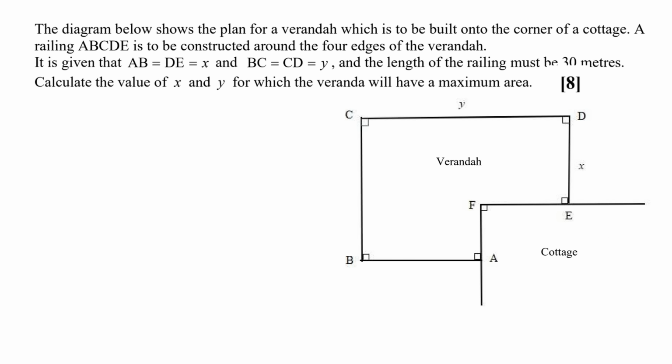Okay, so AB is equal to DE, which is x. And BC is equal to CD, which is equal to y. And the length of the railing must be 30 meters. So where's the railing? A, B, C, D, E. The railing is from A to B to C to D to E, so that must be 30 meters. Calculate the value of x and y for which the veranda will have a maximum area.